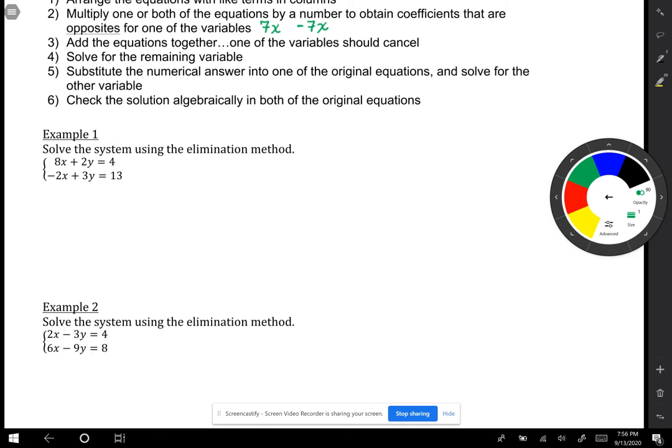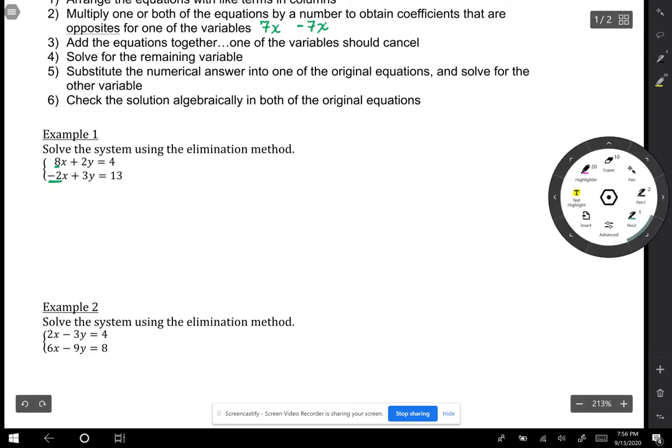So now let's look at the number 8 here, and let's look at the number negative 2. Those are not opposite numbers. 8 and negative 8 are opposites, and positive 2 and negative 2 are opposites. That's what I mean by opposites. So 8 is the larger number.